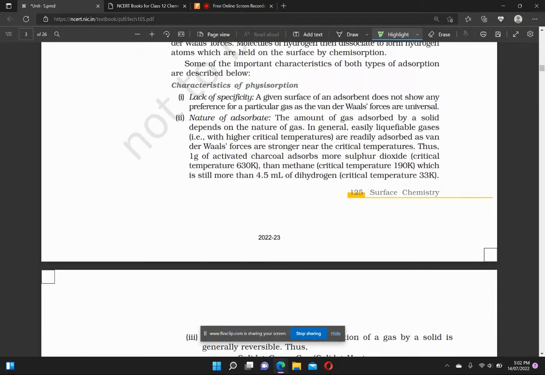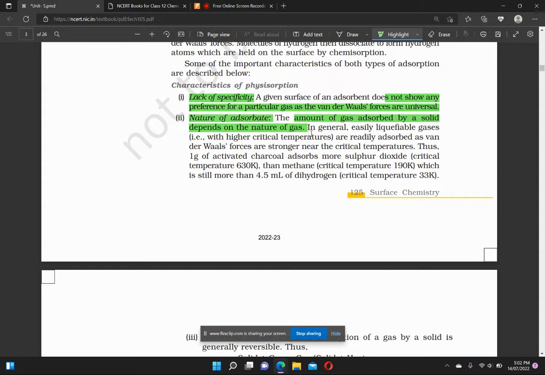Now, characteristics of physisorption: lack of specificity. If you don't read the given text, it's no problem. It does not show any preference for a particular gas, as the van der Waals forces are universal. Lack of specificity means it's not specific. Then the nature of adsorbate. Here almost everything is important. The amount of gas adsorbed by a solid depends upon the nature of the gas.